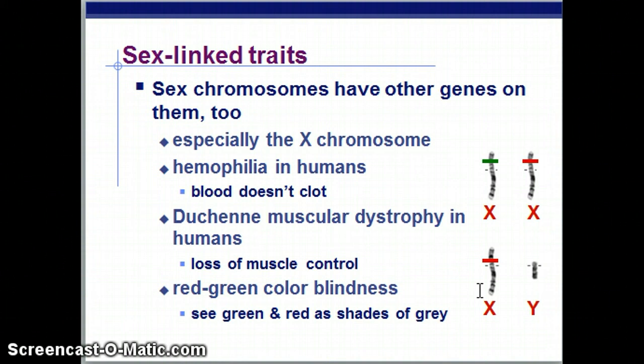And for red-green color blindness, instead of seeing the colors red and green, you actually can see shades of gray. And this is a sex-linked gene. The mother's gene does not allow for that color differentiation, while the Y chromosome does not have anything to be dominant over that.